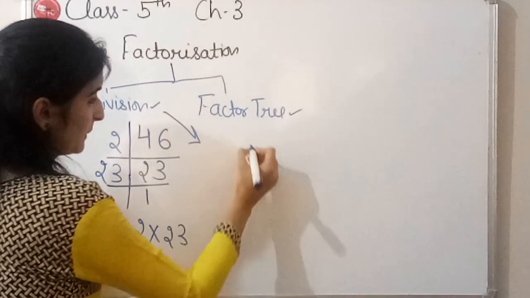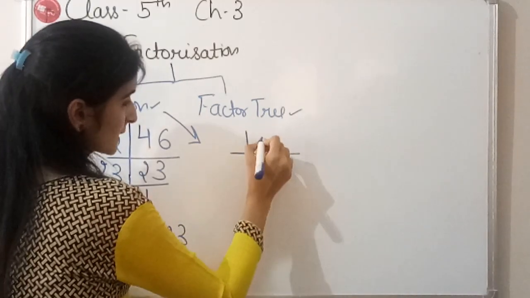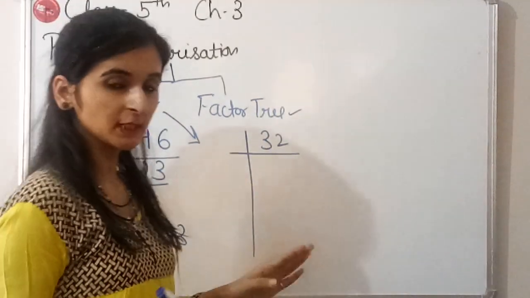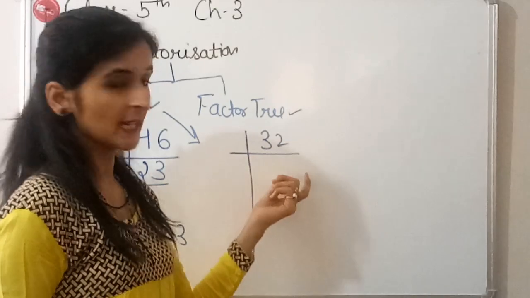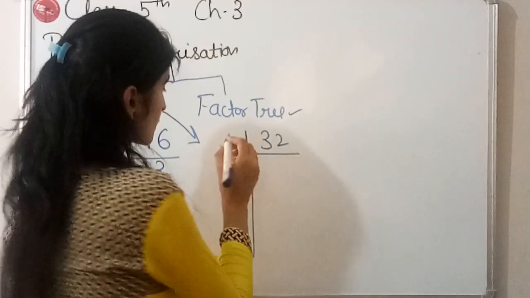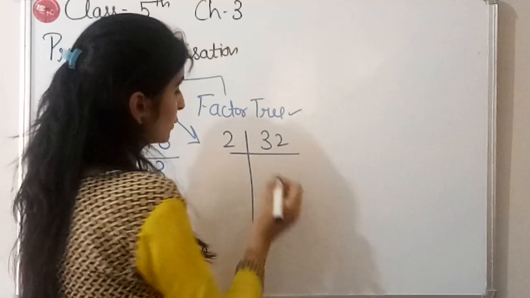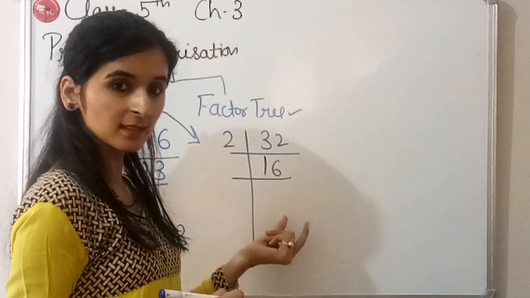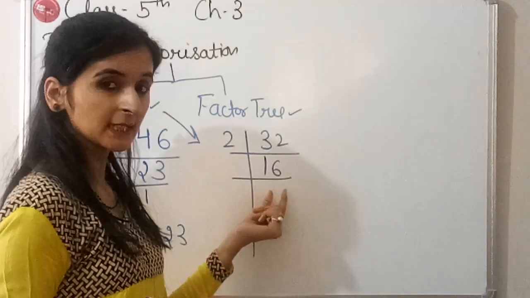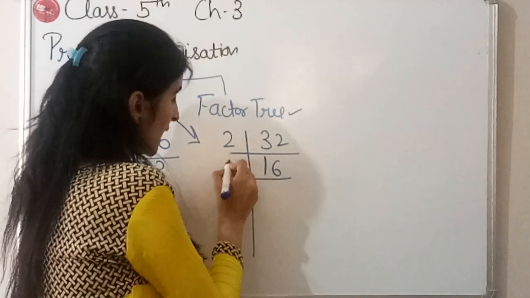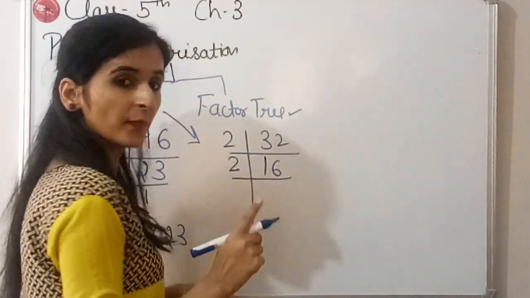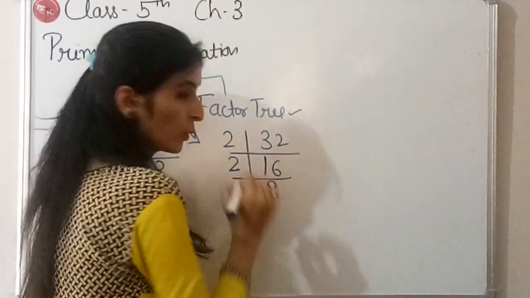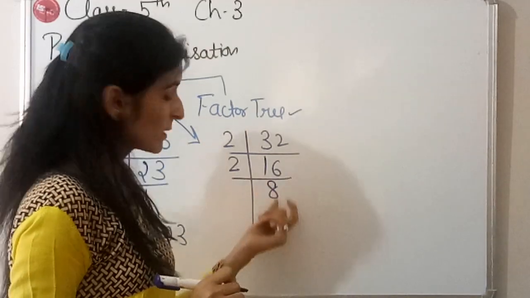Likewise, if by the division method I am doing the prime factorization of 32, we have to start with the prime numbers first. So I will divide this 32 by 2. The quotient will be 16. Again this 16 is divisible by 2, so I will write 2 here, and dividing 16 by 2, I will get the quotient 8. I will write the quotient below 16.